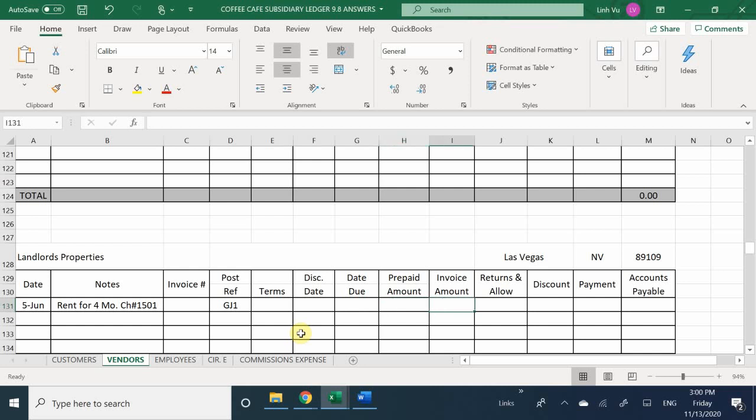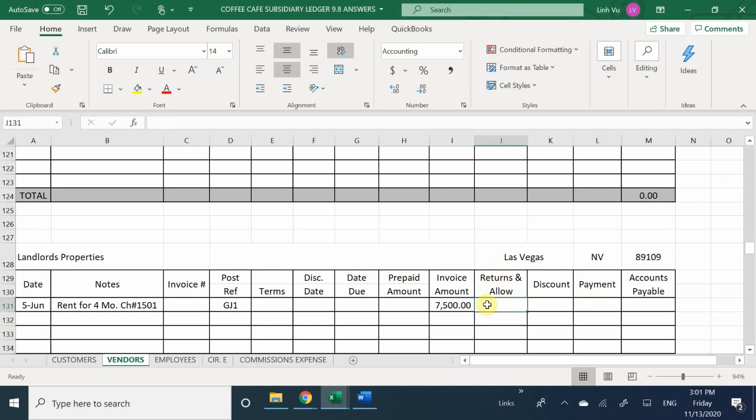But my invoice amount is going to be what my total bill was. In this case, yes, my total bill was for $7,500. Okay? Now, with that being said, here our invoice amount, or my bill amount, was for $7,500.